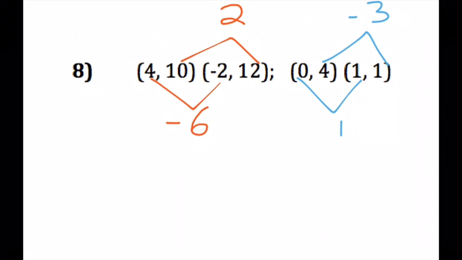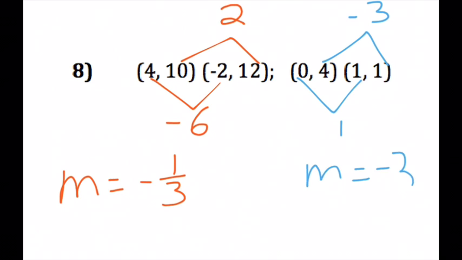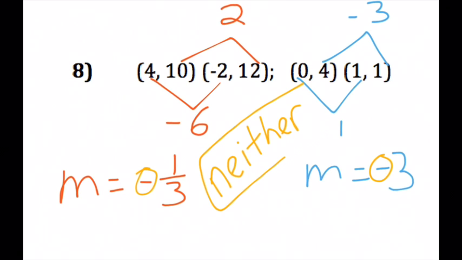On the first set here, we can see that we have 2 over negative 6. So our slope reduces to negative 1/3. On the right-hand side, we have negative 3 over 1, so that slope is just negative 3. First of all, they're not the same, so they're not parallel. And they are reciprocals, 1 over 3 and 3 over 1. Those are reciprocals, but they are not opposite reciprocals because they both have a negative. So our answer to this one would be neither. Being reciprocals is not enough. They have to be opposite reciprocals to make them perpendicular. So number 8, our answer is neither.